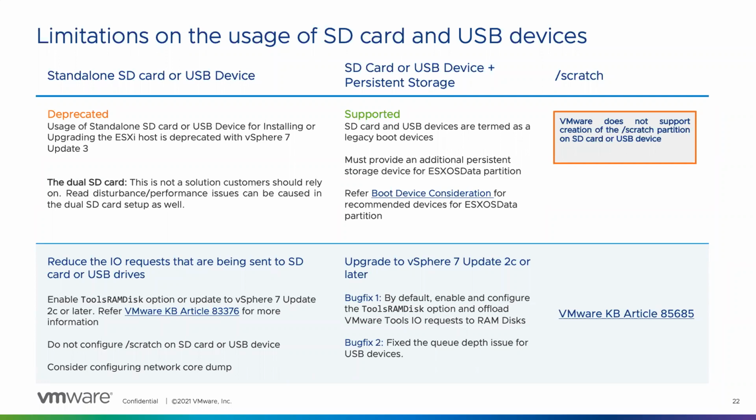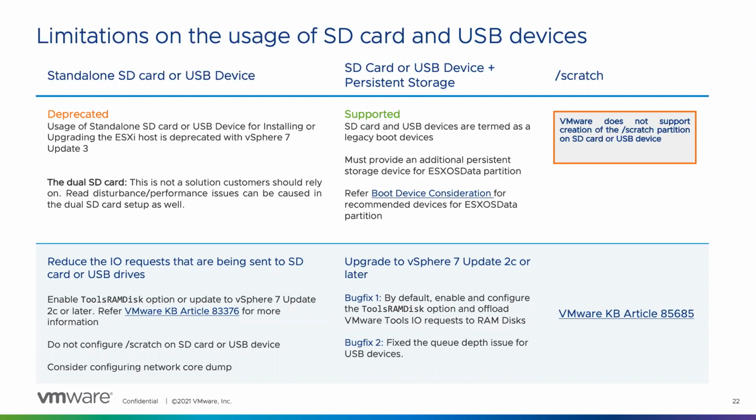In any case, if you have an SD card or USB drive installation, then the only supported configuration with vSphere 7 is that you have the SD card or USB drive with a locally attached persistent storage device. The persistent storage device will be used for the ESXi data partition, and then the SD card will be used for the system boot partition.